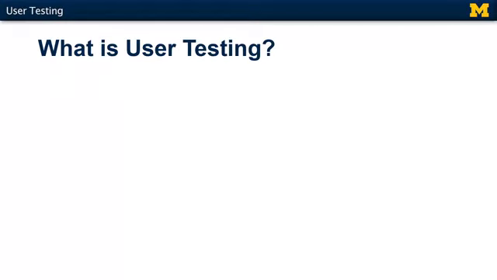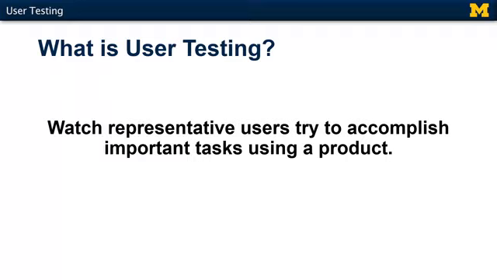Well, basically what it means is you're going to watch representative users, that is the types of people that you expect to use a system, try to accomplish important tasks using that product. That's pretty much all it is. You're going to bring people in, or go to where they are and have them do a few things, and you're just going to watch what happens.